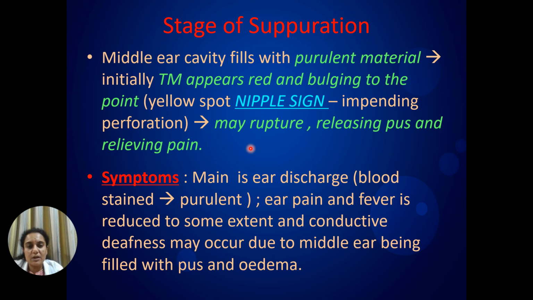Once the tympanic membrane ruptures, the pain decreases. So in the stage of suppuration, the main symptom would be discharge, which is blood stained initially, later it is purulent. The ear pain and also the fever is reduced to some extent, and even the deafness.